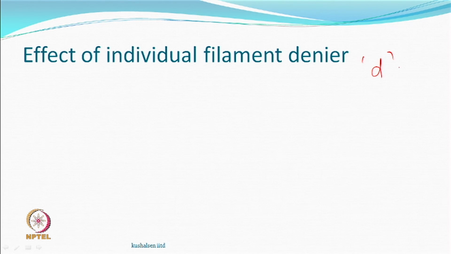So, individual fiber denier or filament denier, which is represented there as a small d, how is it related to the F? How is it related to F? It appears this is related to denier directly proportional. Why?